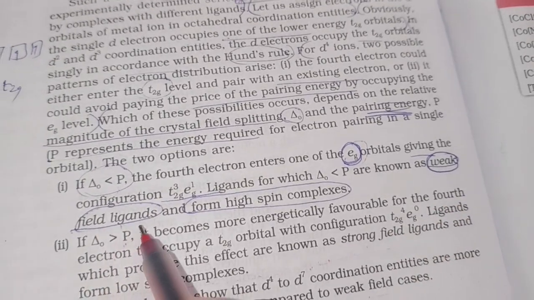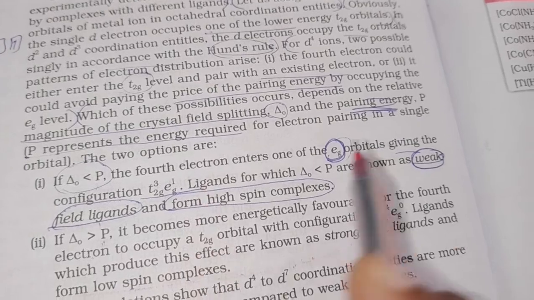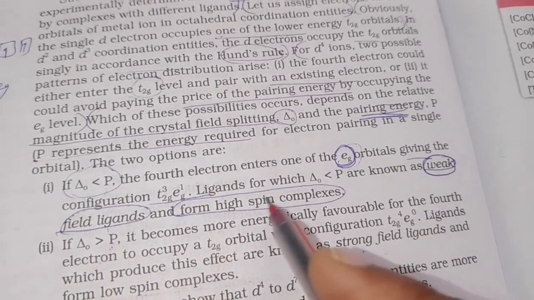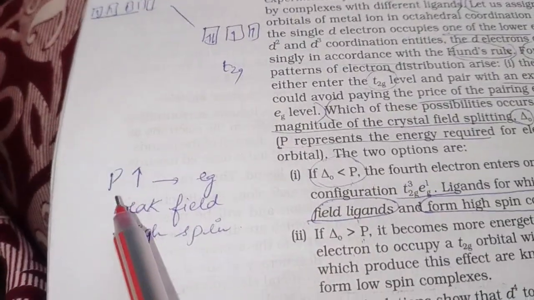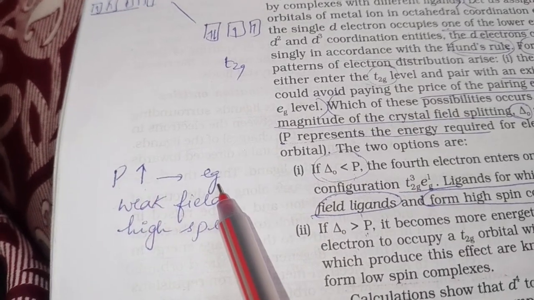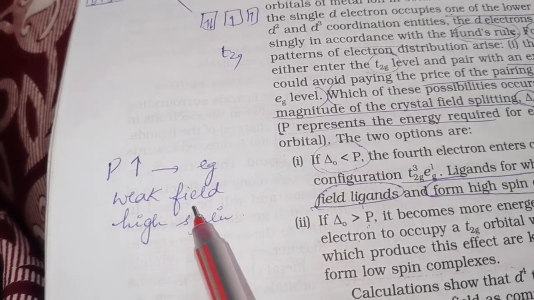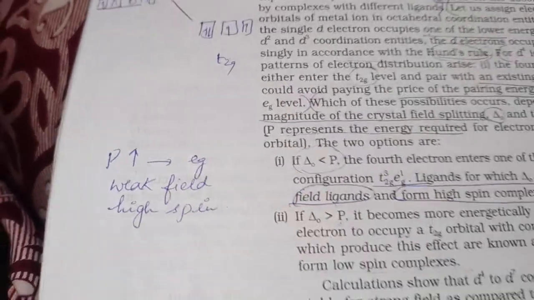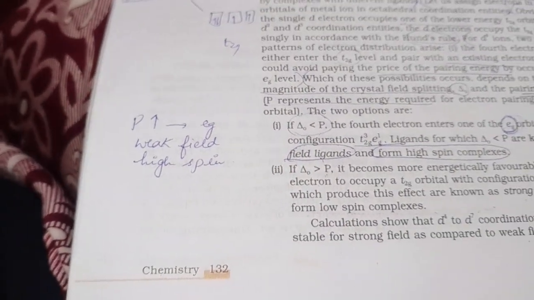Okay. Now, if the pairing does not occur, then it is called weak field ligands and forms high spin. You remember, pairing energy more, electron will go to Eg. It is a weak field and it is a high spin. Vice versa is the others. Don't remember both. Remember only one thing. So this all happens.